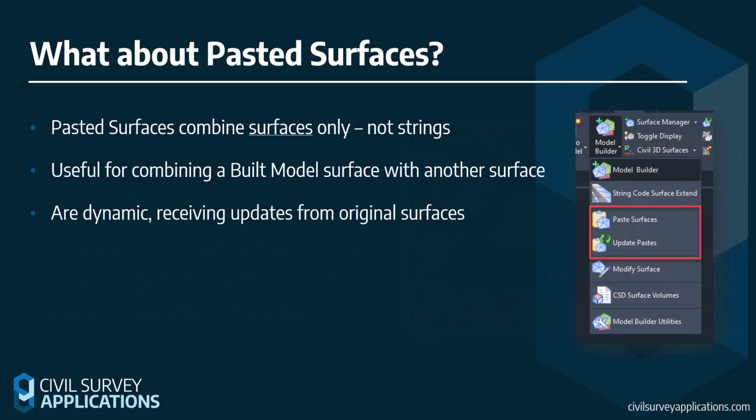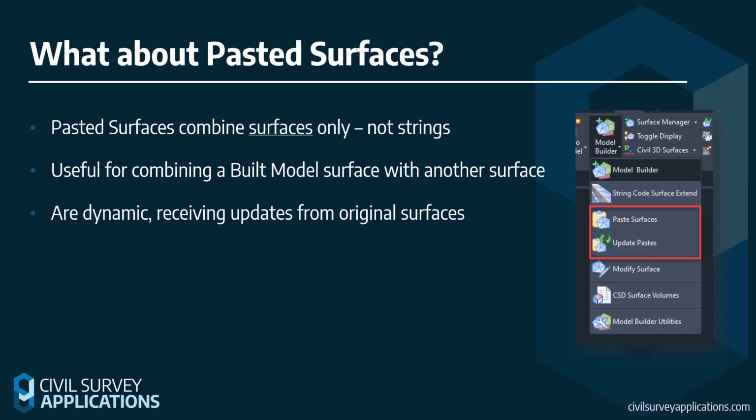What about pasted surfaces? I've seen pasted surfaces used a great deal by users. They've found that pasted surfaces are a great way of combining different surfaces together to create a combined master surface at the end. Bear in mind, pasted surfaces combine surfaces only, they're not strings. Surfaces are great, and Model Builder creates a surface which you can then combine with other surfaces. A good example of that is in our Getting Started series on our YouTube channel, where we take a Model Builder surface, combine it with the natural surface to create a final development surface to build on or design on top of. So it's worth noting, yes, pasted surfaces are good, but you have to have a surface.